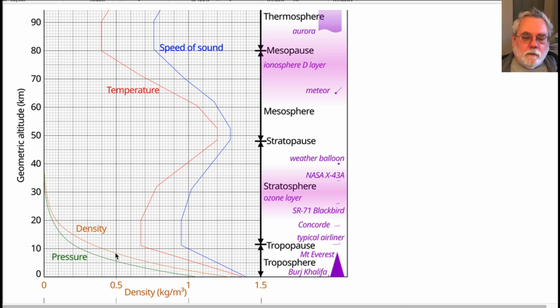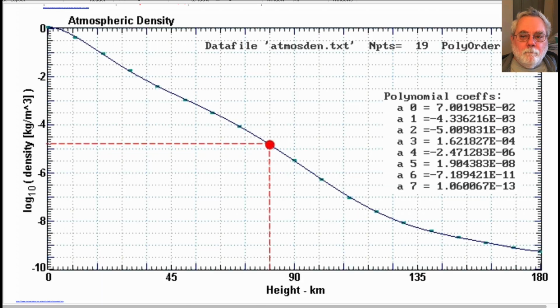The orange-brown curve is density, which falls rapidly with altitude. Here is a log linear graph of density, with altitude being the horizontal axis, altitude increasing to the right.